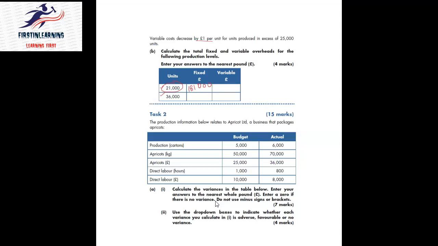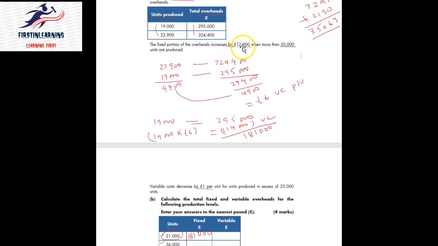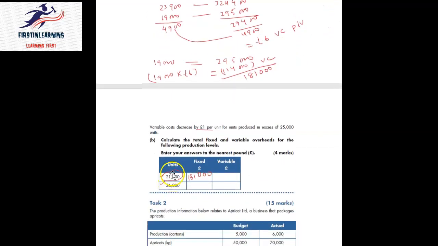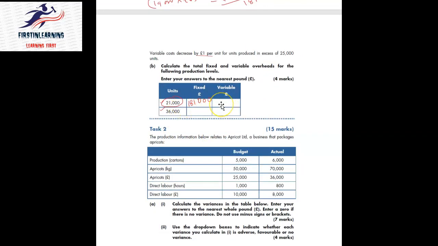Remember, there is some information in the question. They said the fixed cost will be increased by 12,000 if the units are more than 30,000. The units are not more than 30,000 here because it's 21,000, so we don't have to worry about it. All you need to do is find the variable cost. So 21,000 units times 6 will give you the variable cost of 126,000.